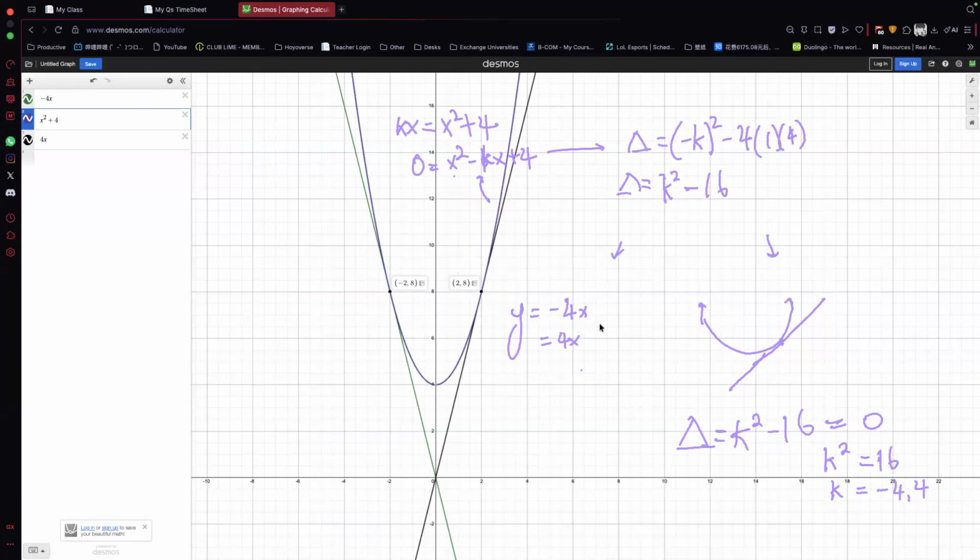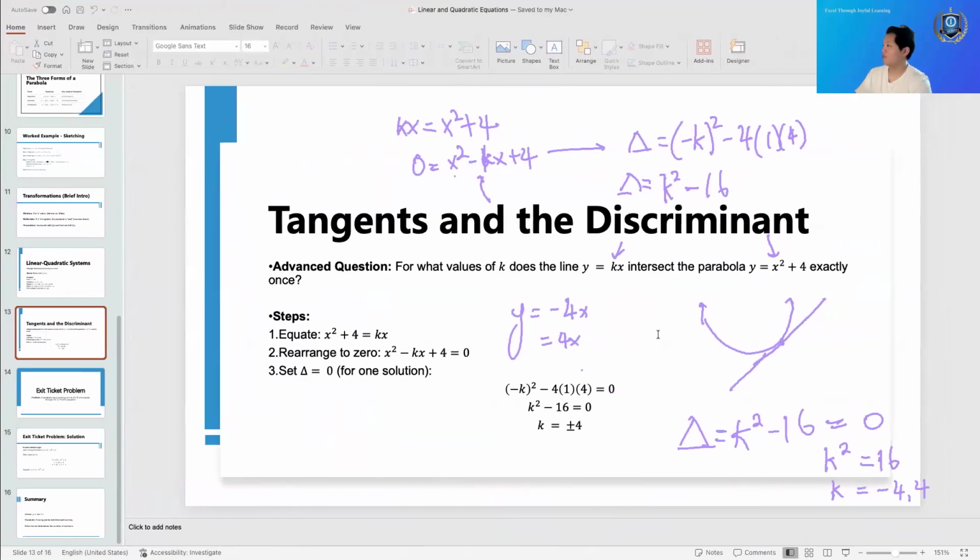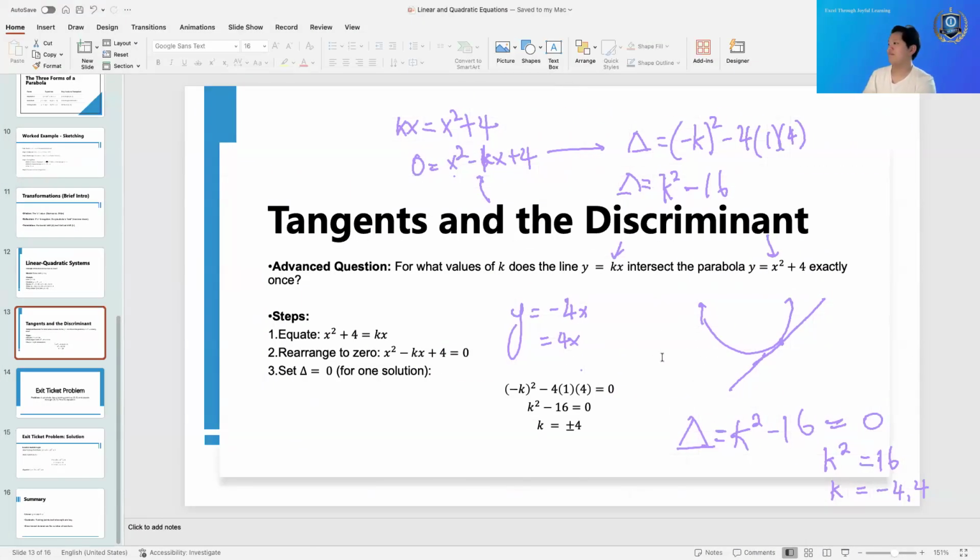And now what happens if I want two solutions? Can you tell me? What do I need my discriminant to be? Higher than 0. So in this case, I would change it so that I have k squared minus 16 bigger than 0, which means that k squared must be what?